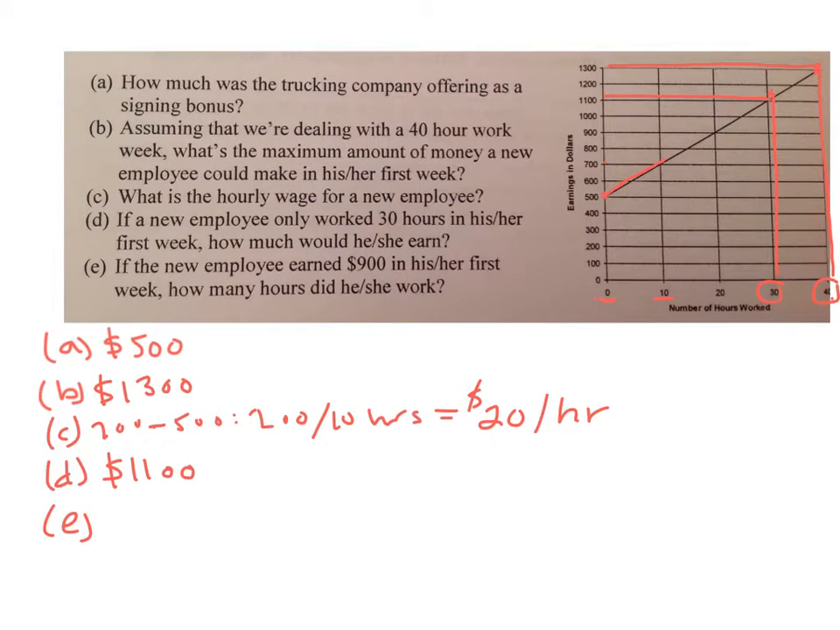Finally, if a new employee makes $900 in their first week of work, how many hours did they actually work for? So let's find $900. Here's earnings in dollars, and here's $900. So let's follow $900 over to where it meets our graph, which is here. So after we have earned $900, we have done 20 hours worth of work. So after 20 hours, we will have made $900.